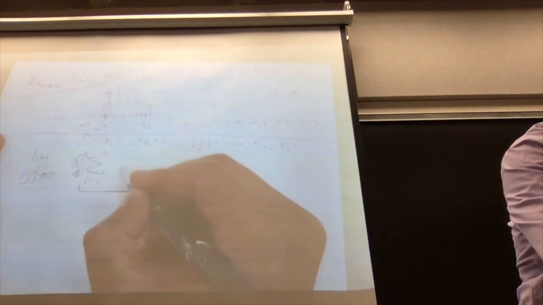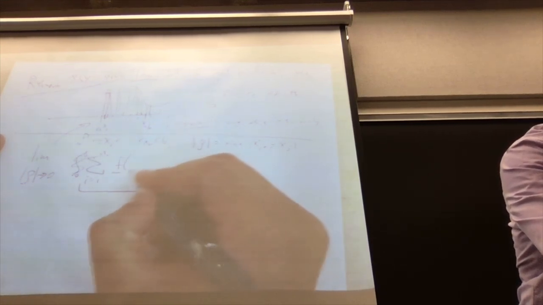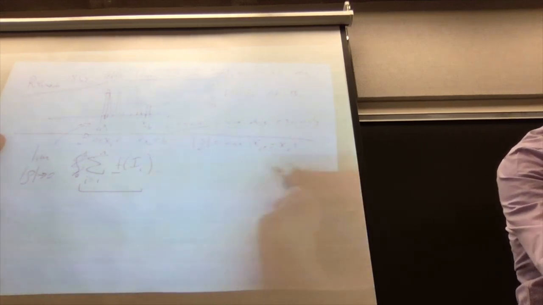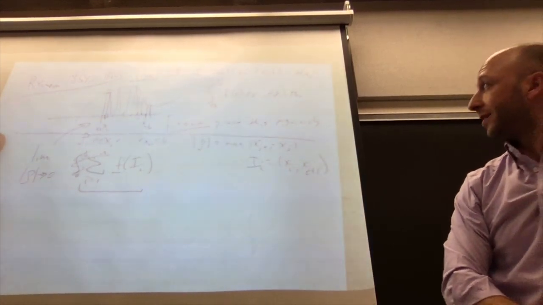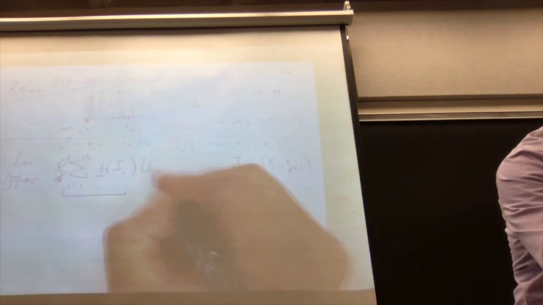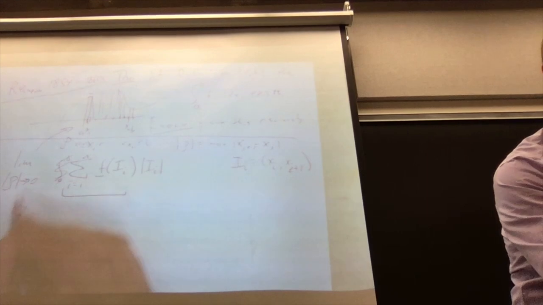This is our partition of f, the lower bound on this interval. Let's call this interval I. Interval I is x_i to x_{i+1}, times the length of the interval. Okay, so it's the length of the largest interval that's going to zero.